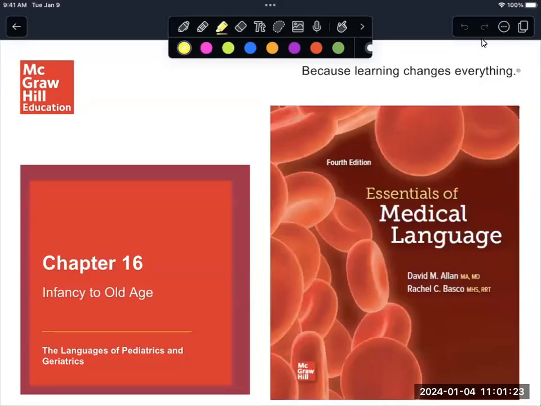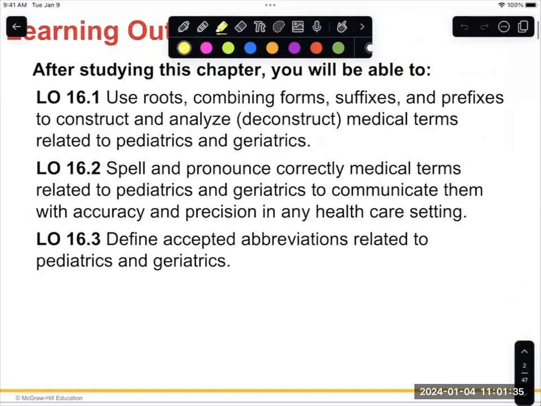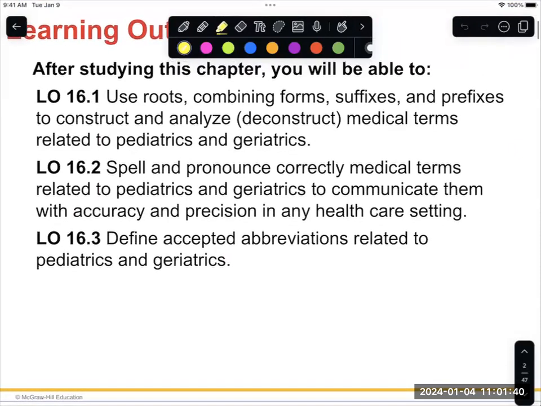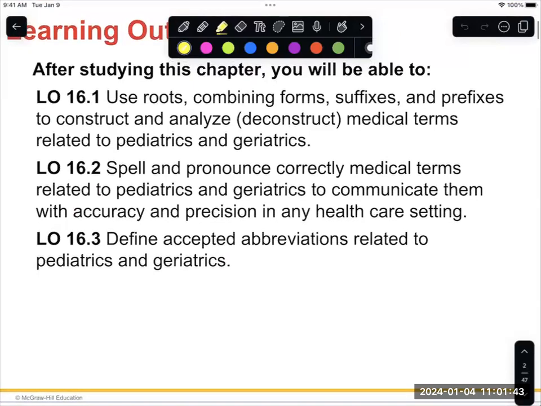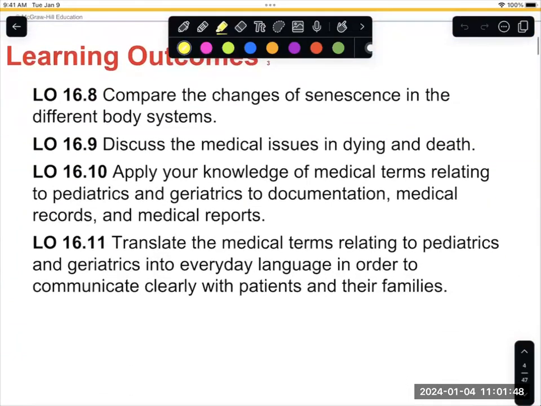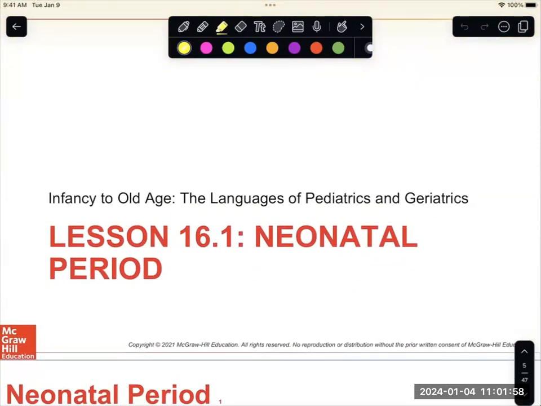Hello, welcome to Chapter 16, the last chapter of medical terminology, infancy to old age. So today we're going to take a look at different words that relate to pediatrics and geriatrics. Pediatrics, children, geriatrics, the elderly. So we're going to talk about everything, or most things, that pertain to these two ends of the spectrum. So let's start with the neonatal period.